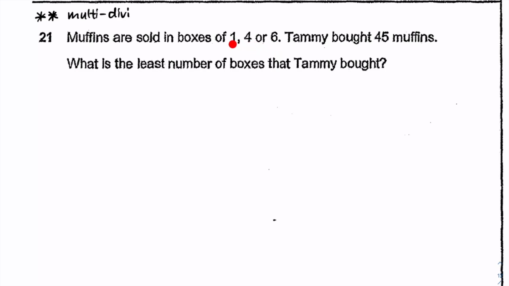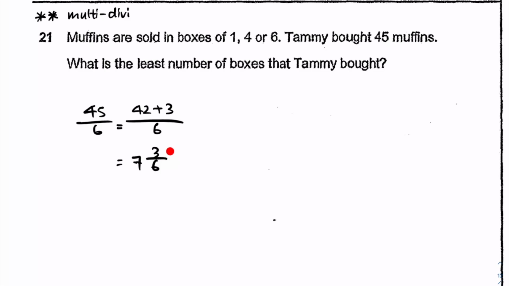Yeah, so it's either 1 muffin in the box, 4 in a box, or 6 in a box. Tammy bought 45 muffins. What's the least number of boxes? Very important, least number. Okay, let's figure this out. Let's assume we are interested in boxes of 6. So how many boxes of 6 will there be? 45 divided by 6. We get 7 full boxes of 6, and a remainder of 3 muffins.